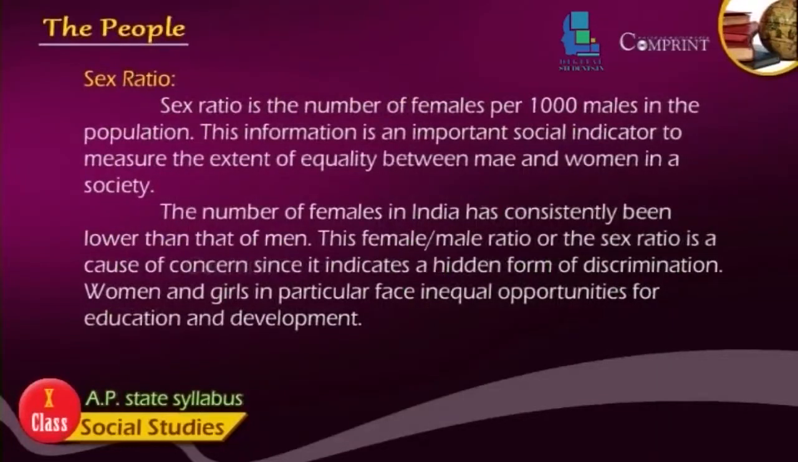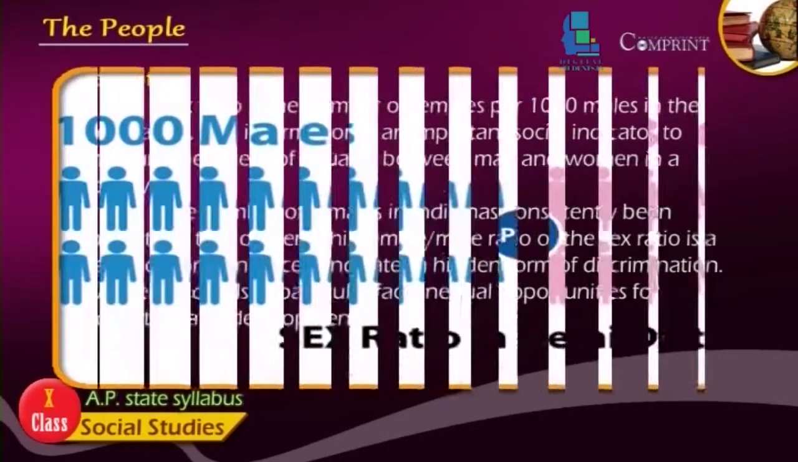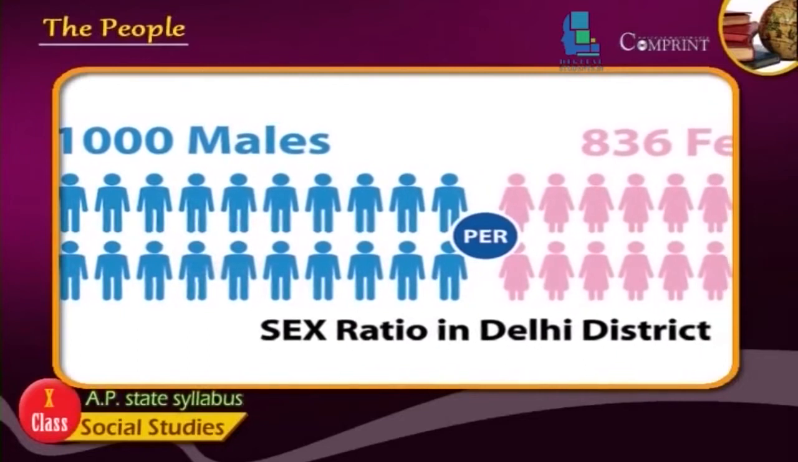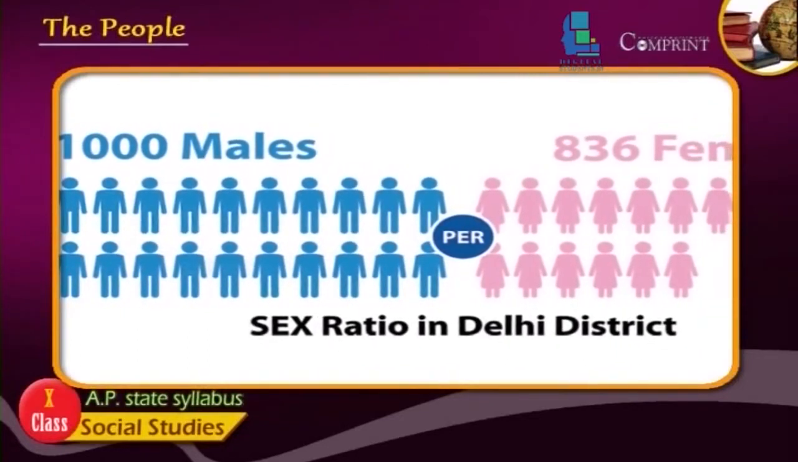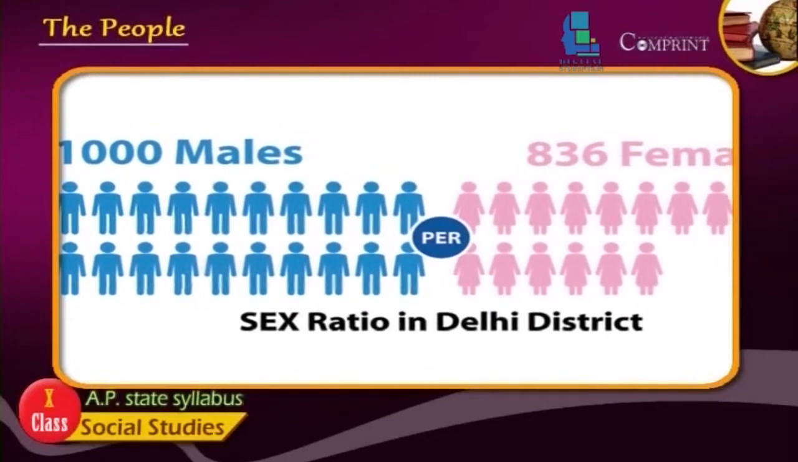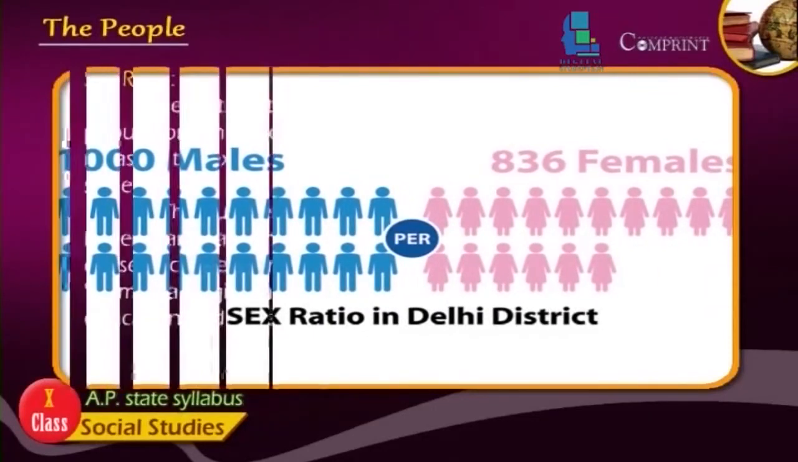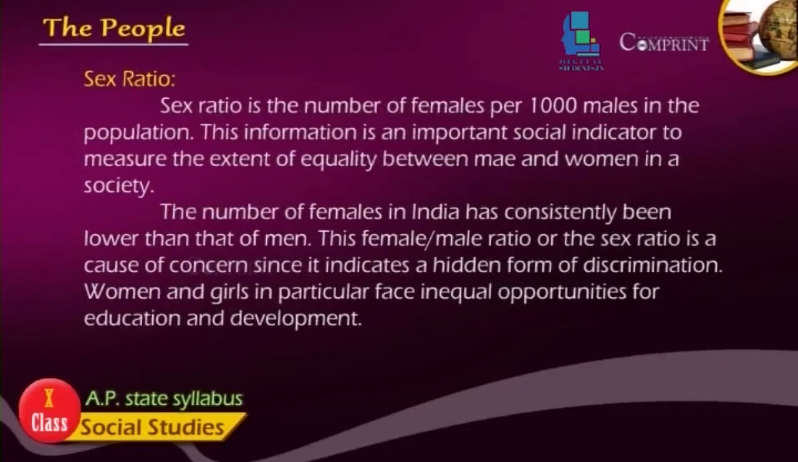Sex ratio. Sex ratio is the number of females per thousand males in the population. This information is an important social indicator to measure the extent of equality between men and women in a society. The number of females in India has consistently been lower than that of men. This female-male ratio, or the sex ratio, is a cause of concern since it indicates a hidden form of discrimination. Women and girls in particular face unequal opportunities for education and development.